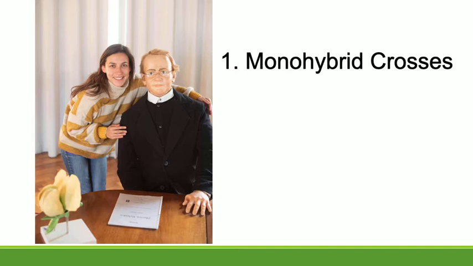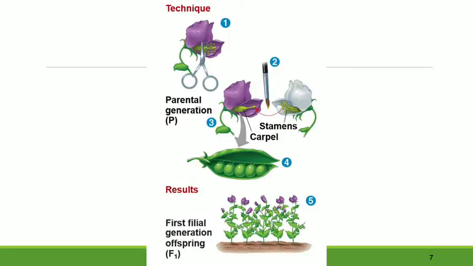So let's talk about the first thing that he worked on. Now, in retrospect, we call this set of experiments monohybrid crosses. What this means is there's only one trait that he's going to be keeping track of. Okay? I want to show you a little bit of how he did it.